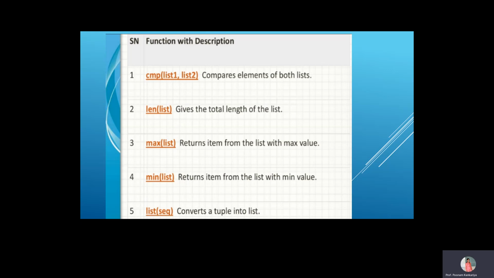Next is list of sequence. It is used to convert a tuple into a list. If you have a tuple and you want a list, at that time we use the list sequence function. With the help of this list function, we can convert the tuple into a list. So these are some functions used with lists in the Python programming language.